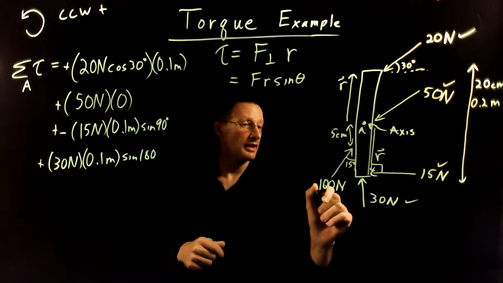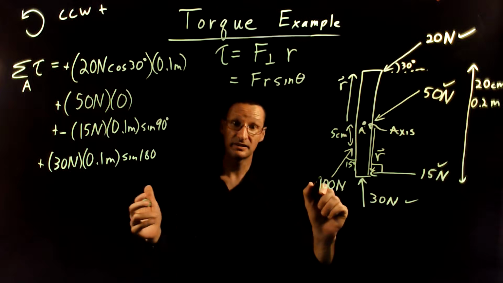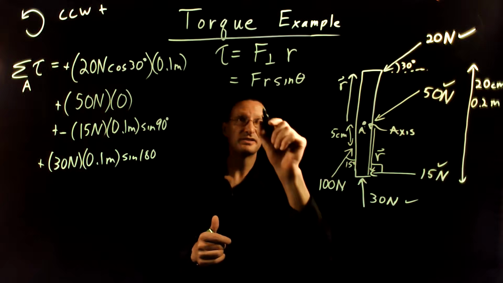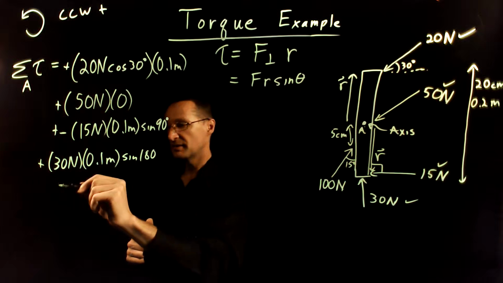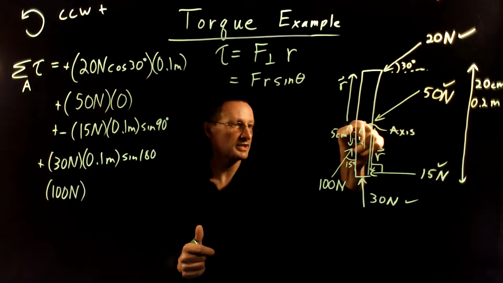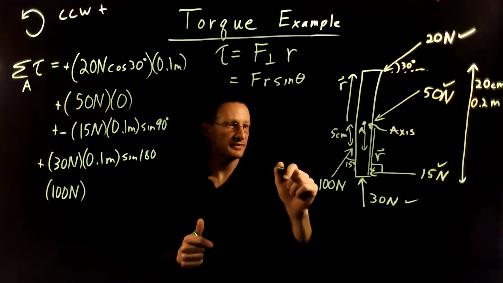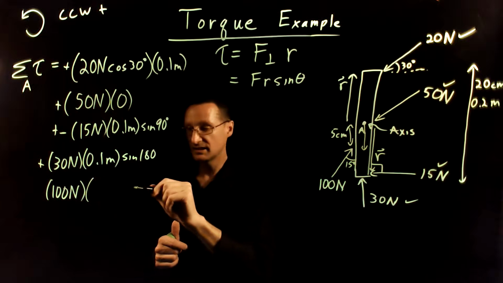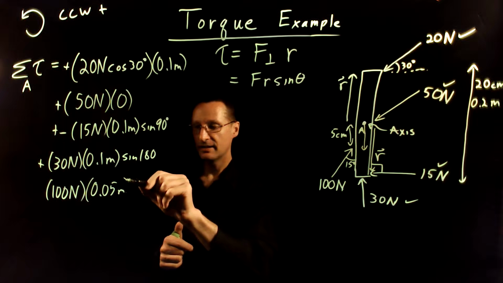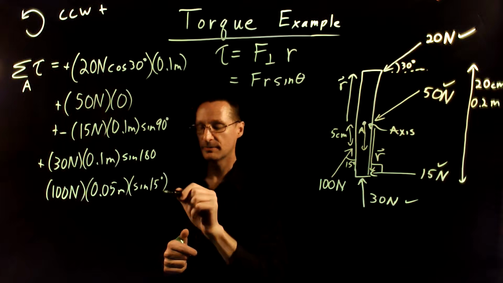All right. Finally, let's do this 100 Newton force. And this one is the biggest force, so I'd expect this one to be the biggest torque, right? So let's see about that. So I'm going to use this formula here again, F R sine theta. So let me take 100 newtons times R, which goes from here to here, points down like that. The angle between those two is 15 degrees. The R vector is 5 centimeters or 0.05 meters. And then the angle between them is 15 degrees. So I have sine of 15 degrees.